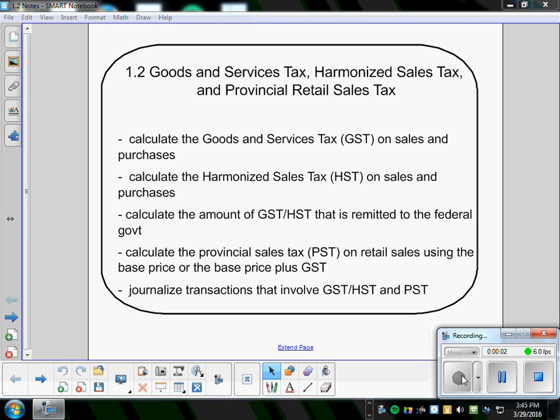So here we are with 1.2 Goods and Services Tax, which is GST and PST. Also going to introduce something called the Harmonized Sales Tax for you as well. We're going to talk about all of those things and in the different provinces. It's on page 310 of your textbook if you're following us.